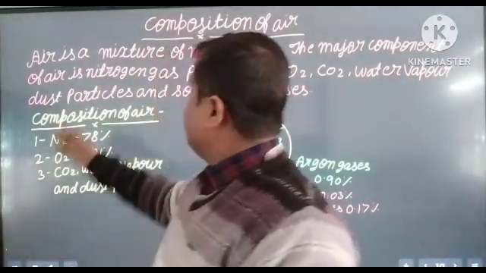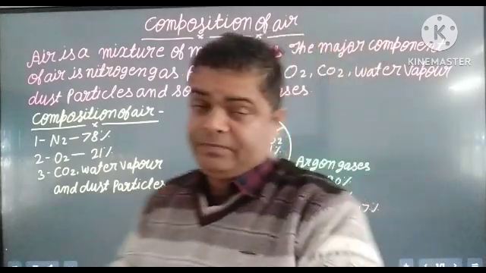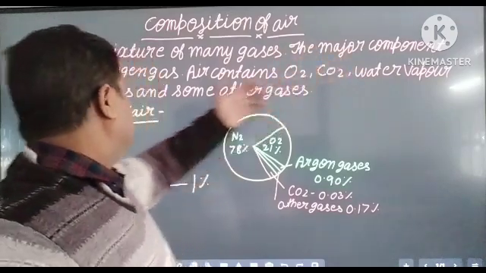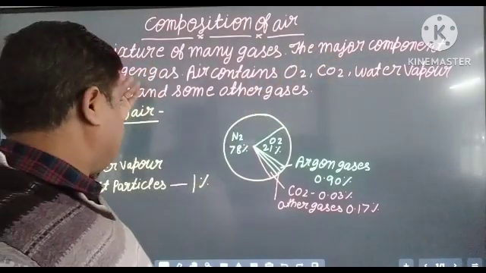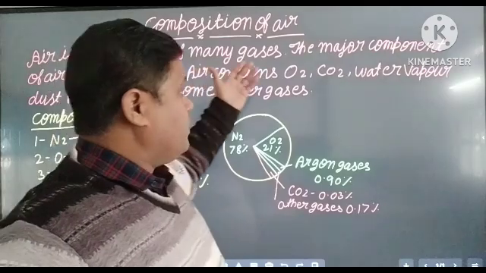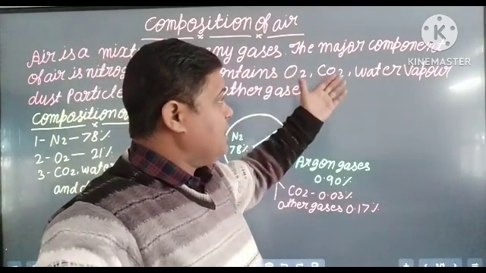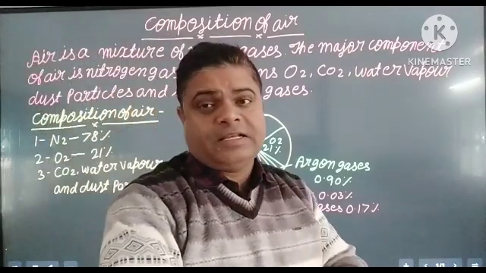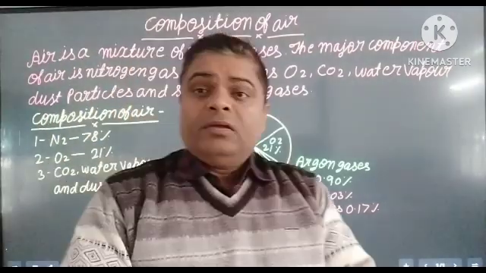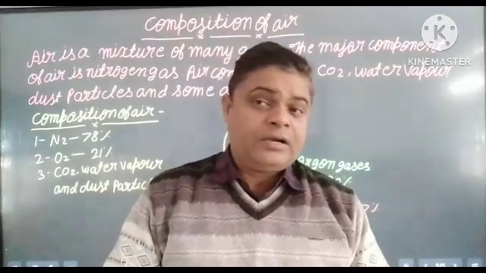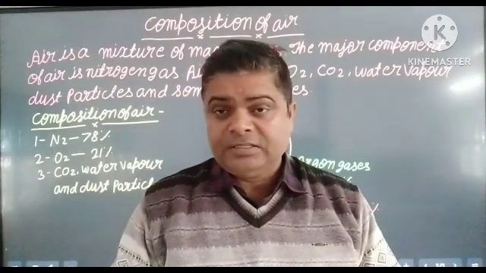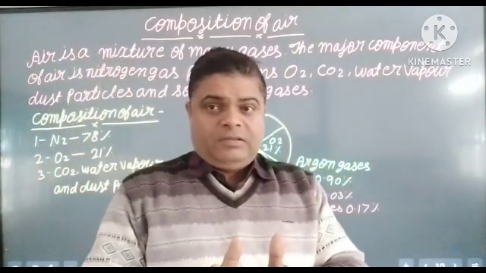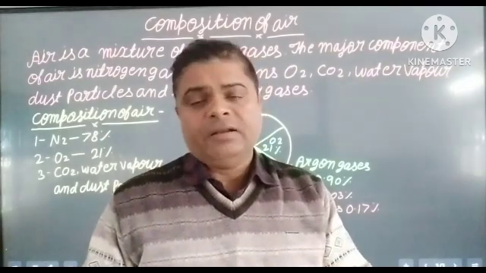So student, air is a mixture of many gases, and the major component of air is nitrogen gas. Air also contains oxygen, carbon dioxide, water vapor, dust particles, and some other gases. So question is, what is the nitrogen gas? What is the percentage? So see student, in our whole atmosphere, the major component is nitrogen.